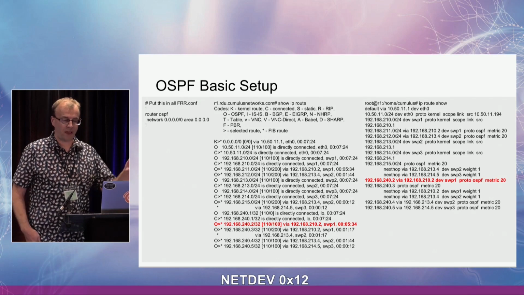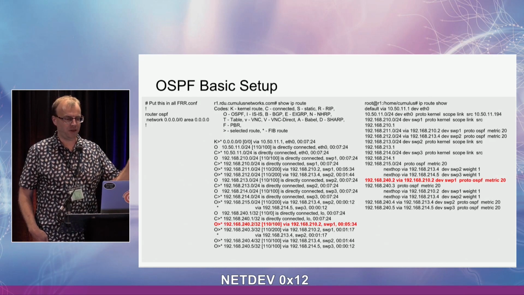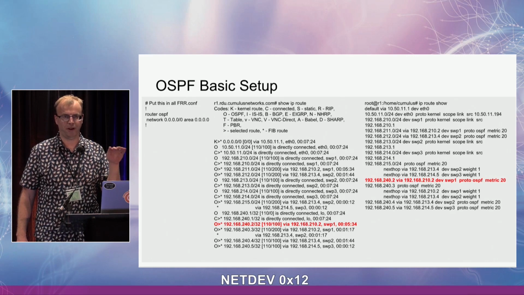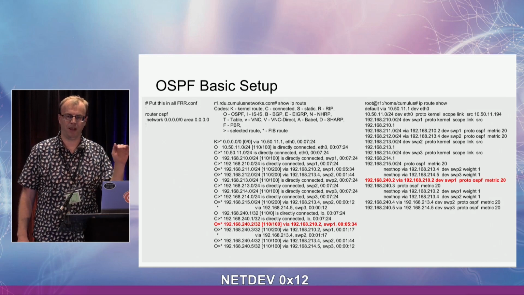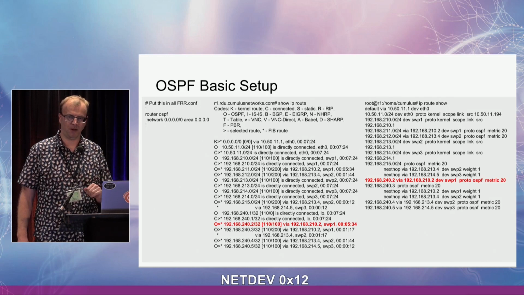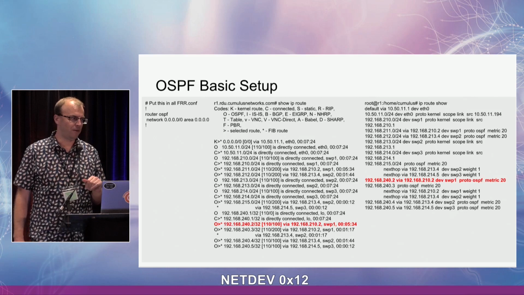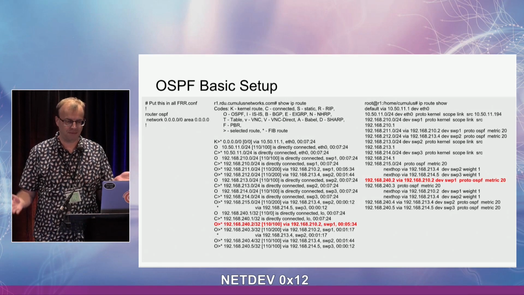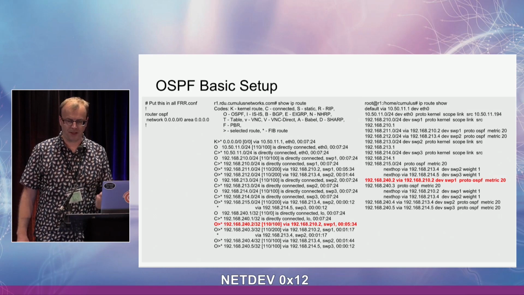All right, so on the left here is all you need to do to configure OSPF: router OSPF, network 0.0.0.0, area 0.0.0.0. You put that on every router, and you will have a working OSPF network. It's not great for more than a handful of routers, but if you're doing something simple, that's what you would use.